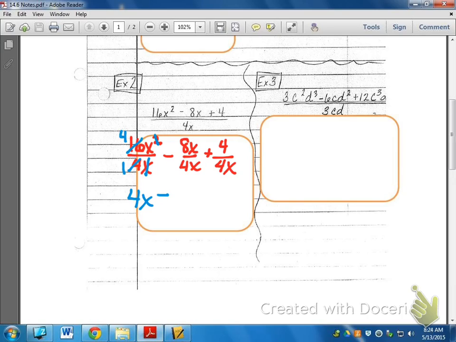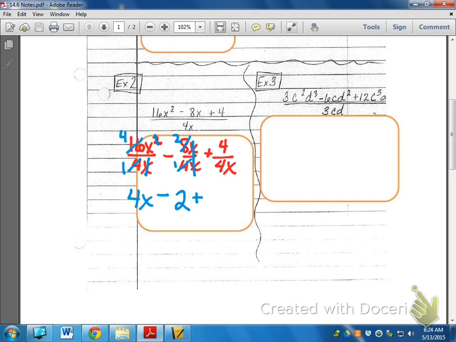Minus, now I look 8x over 4x. Well, the 8 and the 4, I can divide out 4 again, and becomes 2 and 1. I have an x on the top and the bottom, so they just cancel each other out completely. So my middle term is 2 over 1, or we'll just write 2.